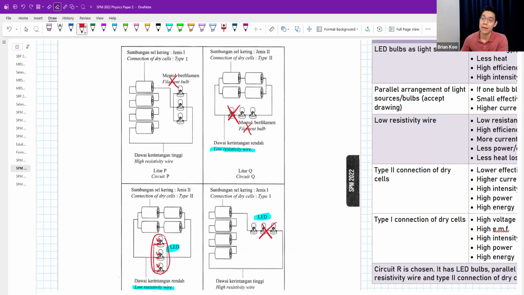Finally, a lot of people thought that type 1 connection of dry cells is parallel. No, guys, this is not parallel, this is series. Parallel doesn't mean you connect everything with one wire. Don't think that because it looks like an S, like that, it looks like parallel. No. As long as it's connected in one line, we call it series. Okay, so type 1 is series.